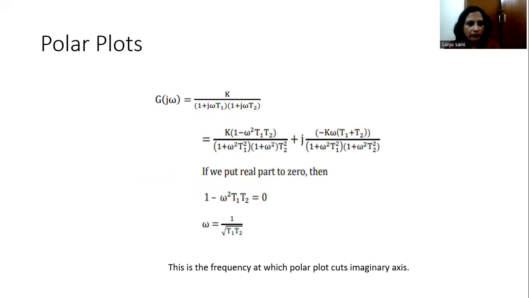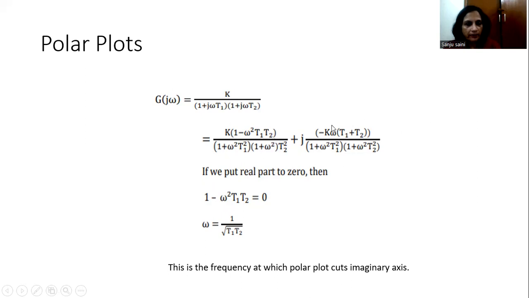Now we'll get the value of G(j omega) at various frequencies: at omega equal to 0, at omega equal to infinity, and wherever G(j omega) cuts the real axis and the imaginary axis. In order to get the point of intersection of G(j omega) with the imaginary axis, we have manipulated G(j omega) into two parts. First is the real part, and this is the imaginary part.